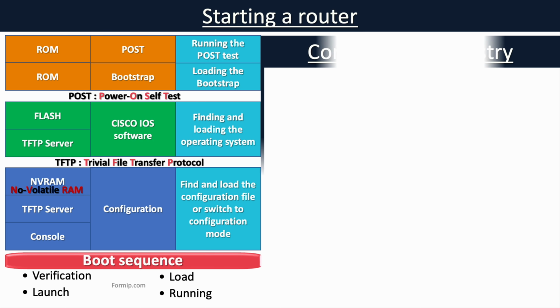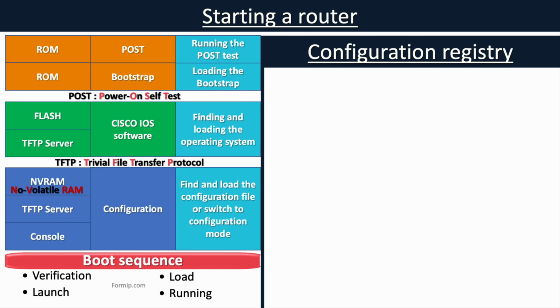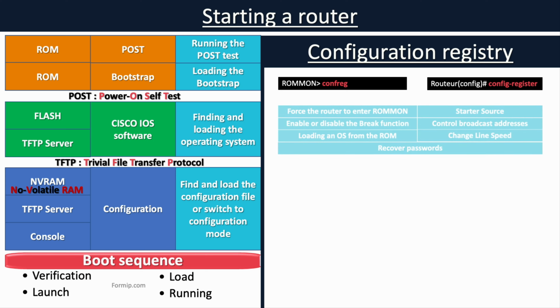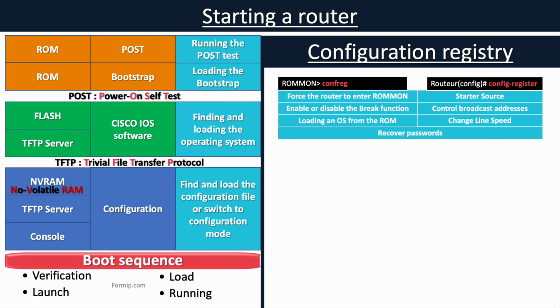The value of the configuration register is used to determine certain parameters when the switch or router starts. This value is stored in the NVRAM. You can modify it with the confreg command in ROMmon mode and the config-register command directly in the IOS. It can be used to set up different tasks. In general, it is used to recover a lost password. We will now see how we can modify this configuration register.